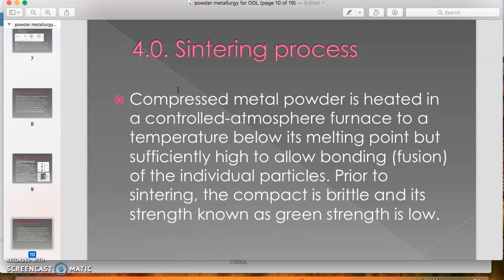What happens in the sintering process? The metal powder is heated in a controlled atmosphere furnace to a temperature below its melting point, but sufficient to allow bonding between particles. The effect of the sintering is that the compacted part will become brittle, and it will increase its strength.